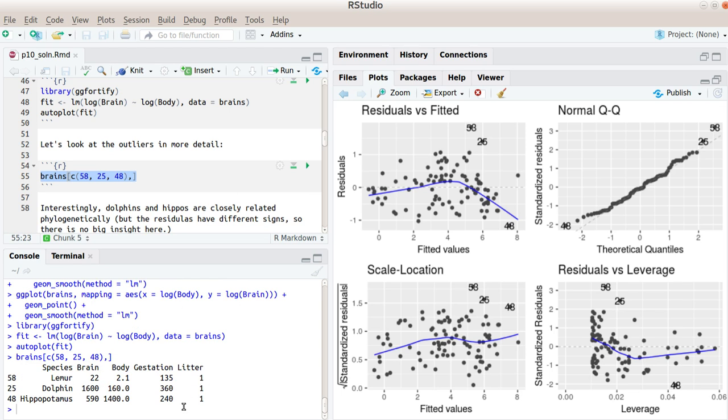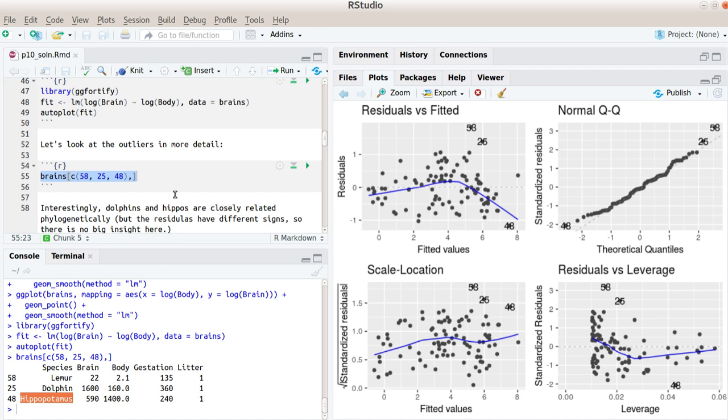So this is the lemur, the dolphin, and the hippo. One kind of interesting thing is that the dolphin and the hippo are actually phylogenetically pretty close. The hippo is the closest relative on land of these cetaceans. But we shouldn't read too much into that, because the dolphin is over here and the hippo is over here. So we are erring in different directions when we're predicting the log brain for the dolphin and the hippo. So we can't draw too many conclusions here.